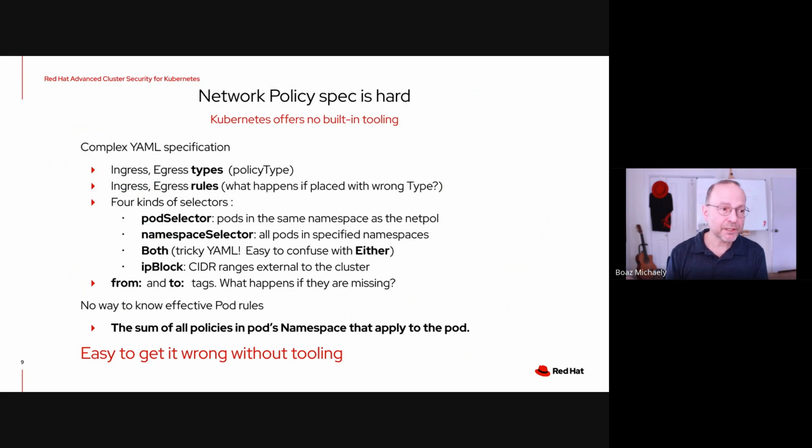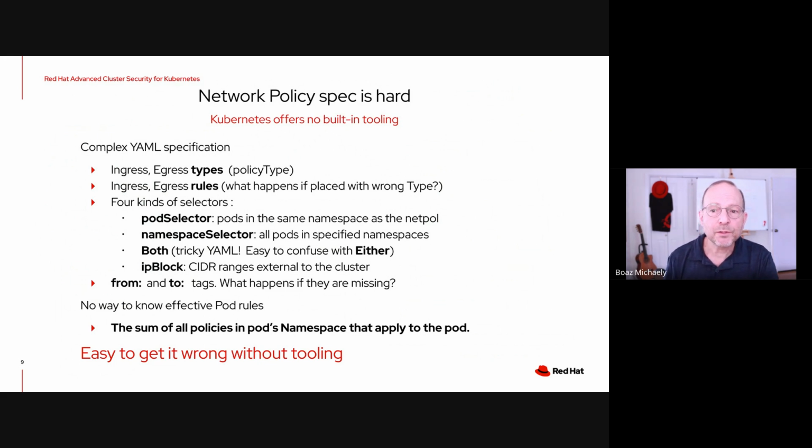There are 4 different kinds of selectors, as I mentioned. IP block is a beast of its own with IP connections. It's not always clear what happens because the IP address from external will probably get modified by the networking components in front of it. And we are only able to specify IP addresses as pods, so that's going to limit. Inside the specification, there are from and to tags. What happens if that's missing? The default behavior when things are missing is quite tricky.